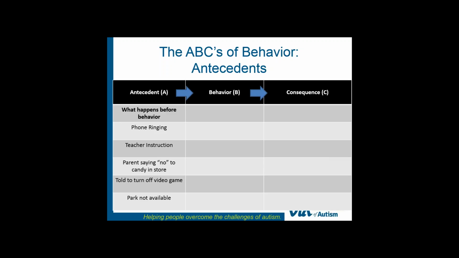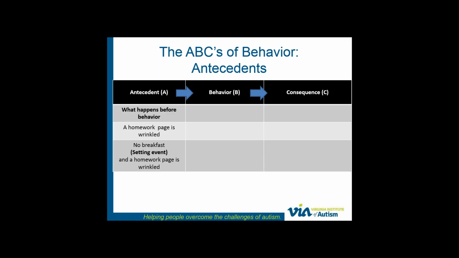So sometimes antecedents are not clear. Sometimes they're very clear. The child wants something, you say no, problem behavior. But sometimes there's things that are imperceptible to us. For example, a child is engaging in some problem behavior because his homework page is wrinkled, and he can't tell you that the homework page is wrinkled. So that's an antecedent that is not so clear, but that may still impact the problem behavior.